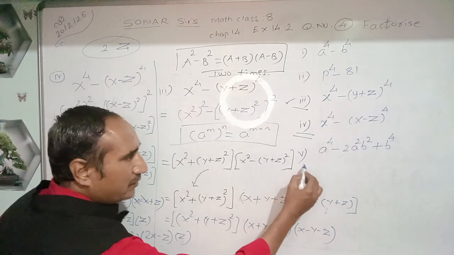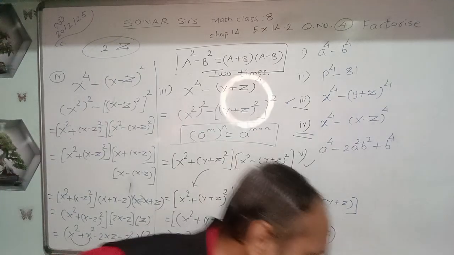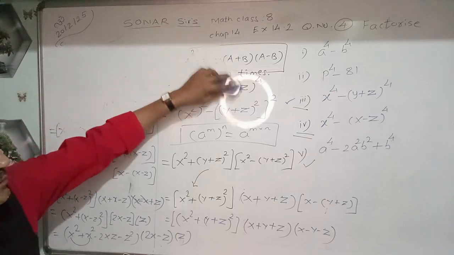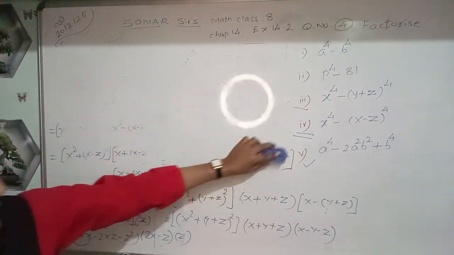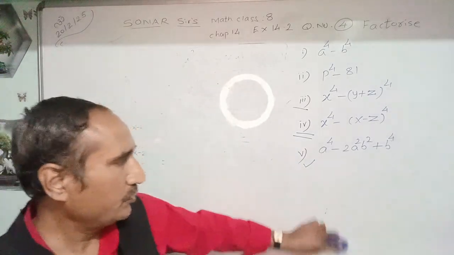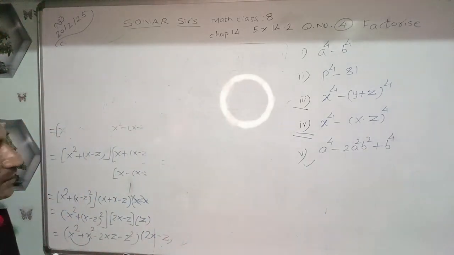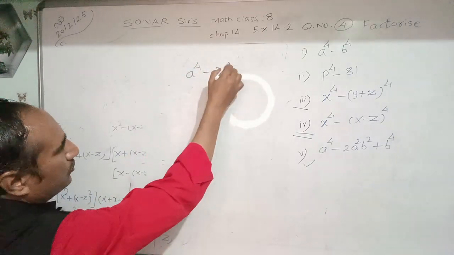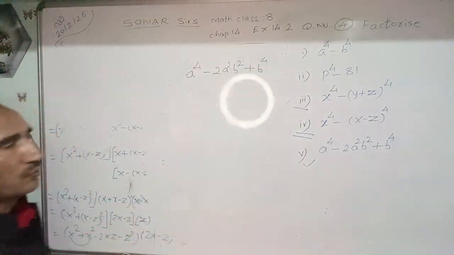Let's go for the fifth number. Same fifth number question. In this fifth number question, you can see that a raised to 4, 2a square b square and b raised to 4. Again we need a simplification there. a raised to 4, 2a square b square plus b raised to 4.